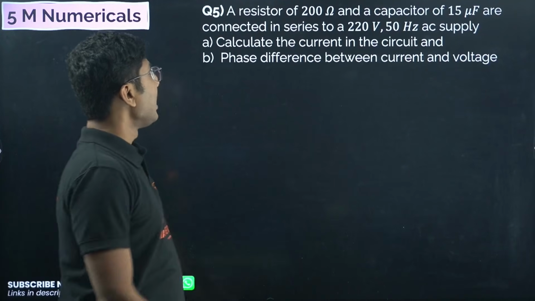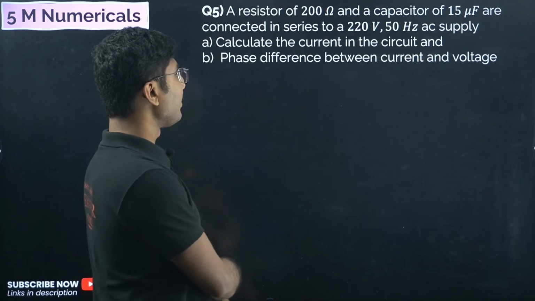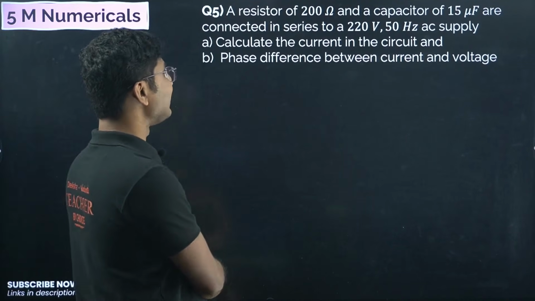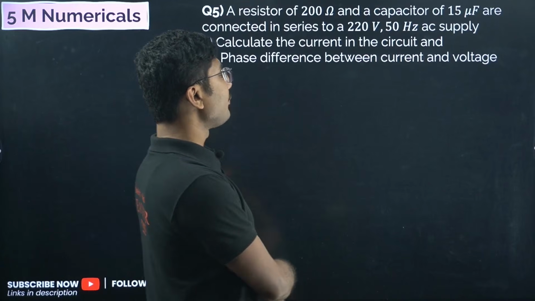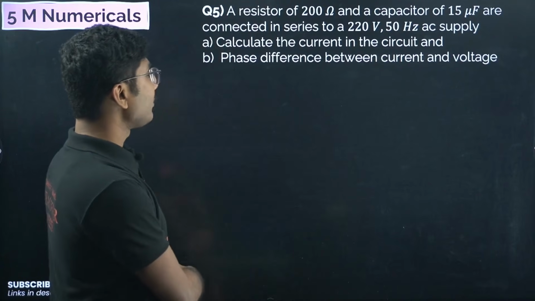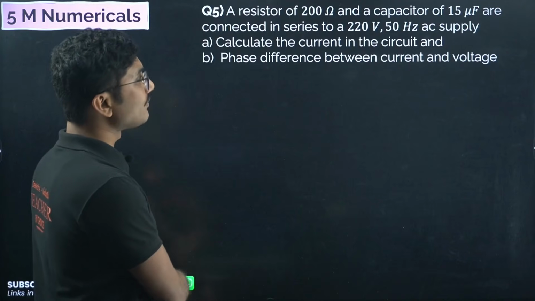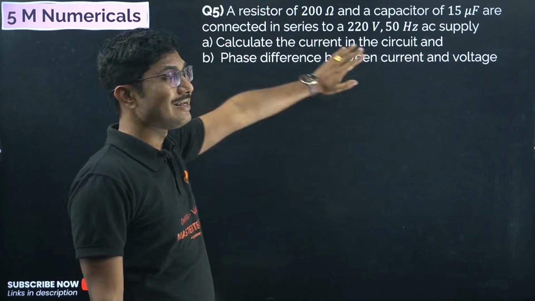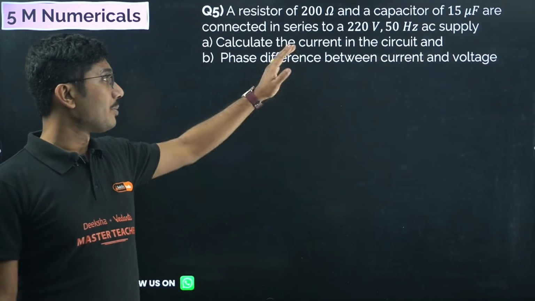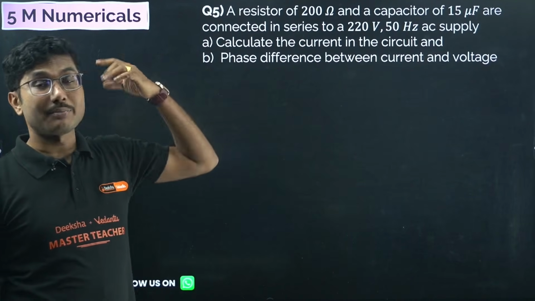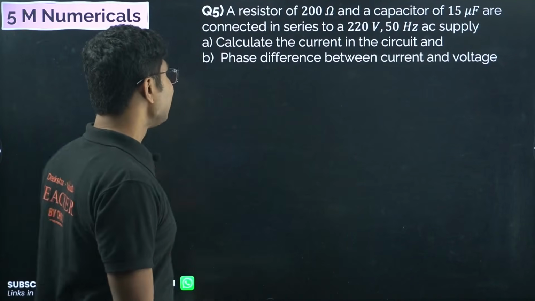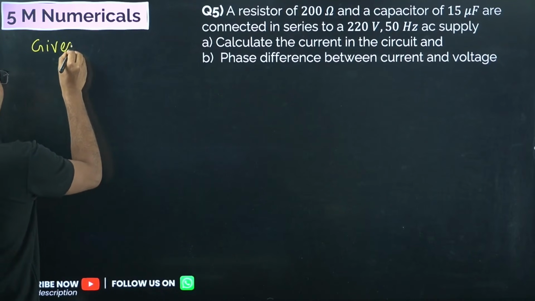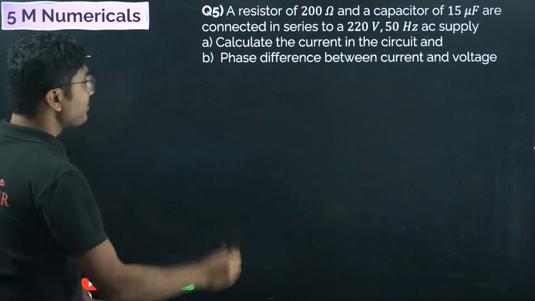Next question. A resistor of 200 ohm and capacitance of 50 microfarad are connected in series to a 220 volt, 50 Hz AC supply. Calculate the current in the circuit and the phase difference between the current and the voltage. Almost the same question. The only thing is, they have not directly asked you to calculate the impedance, but because they asked you to calculate the current, that means you have to calculate the impedance as well. So first, again, whenever you see such questions, start writing with the given.